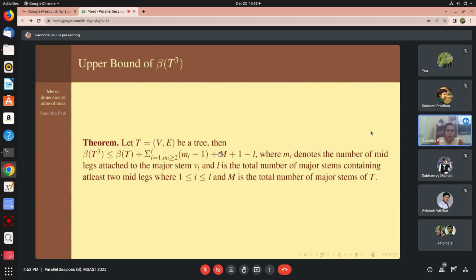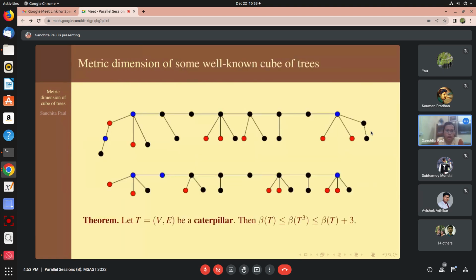Next, we move to the upper bound of beta of T cube, and we see that beta of T cube is less than or equal to the lower bound plus M plus 1 minus L, where capital M denotes the total number of major stems of the tree T. And here are some well-known cubes of trees. So this is the caterpillar, and we have seen that the upper bound for the caterpillar is beta(T) plus 3. It cannot contain any mid leg. We all know that the only legs are pendants.